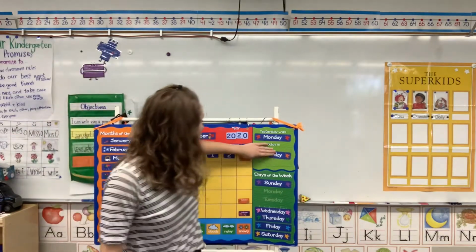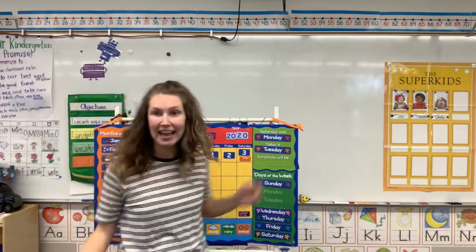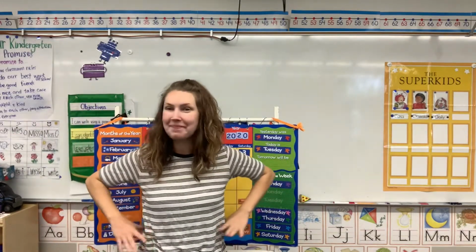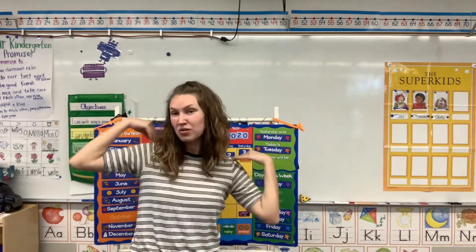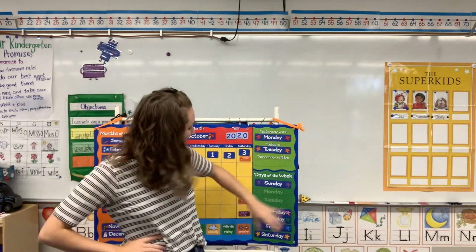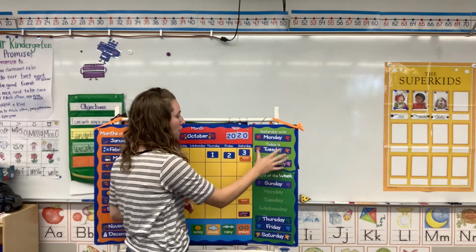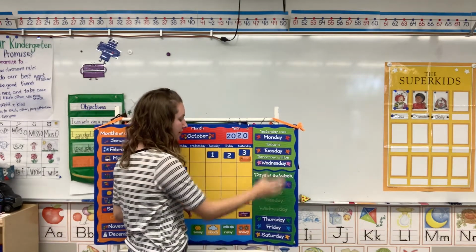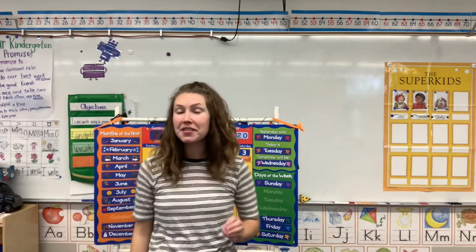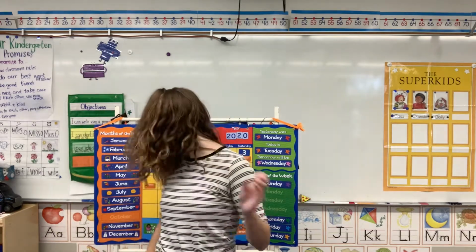Now back to our big calendar. If today is Tuesday, what will tomorrow be? Wednesday. Very good. Tomorrow will be Wednesday. So now we know about the days of the week. Let's talk about the weather.